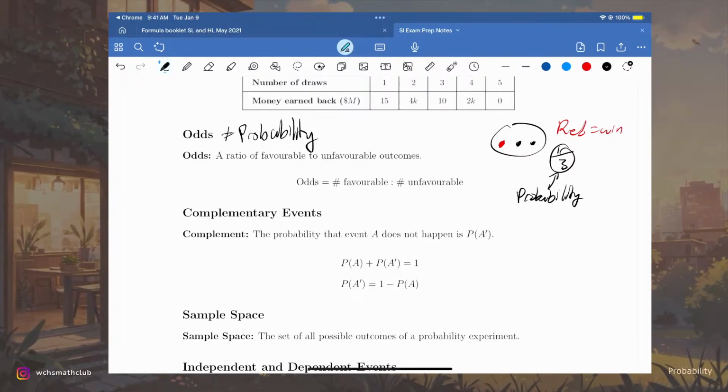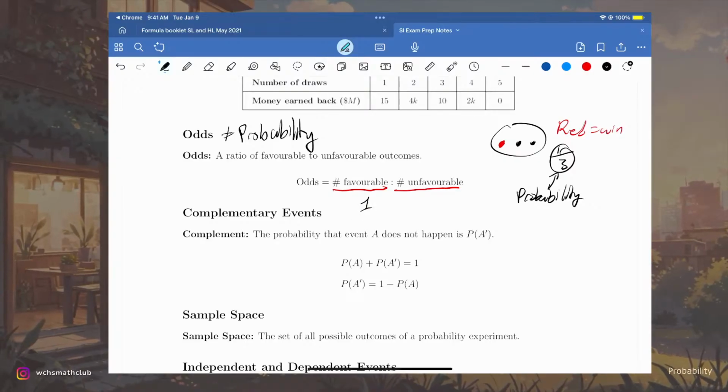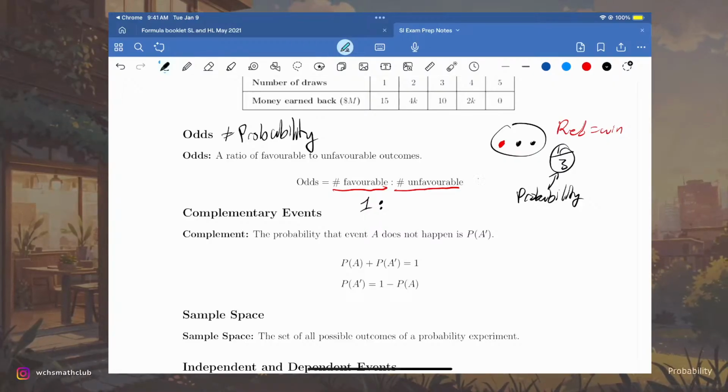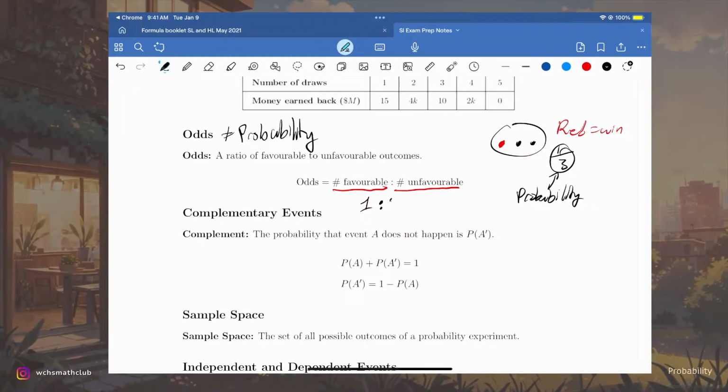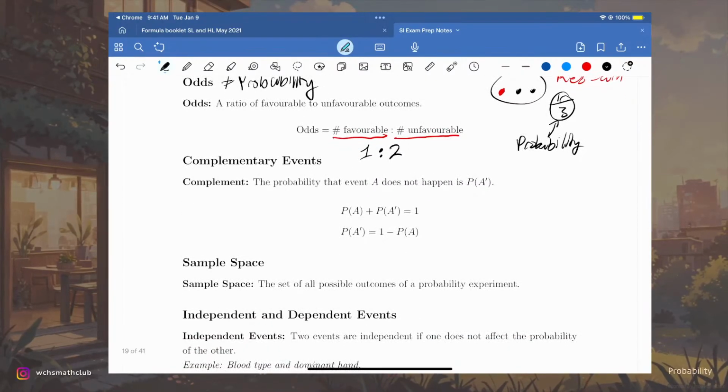Now odds are different. With odds, you're basically considering the favorable outcomes to the unfavorable outcomes, not the total outcomes. So in this case, the odds would be the number of favorable, which is 1 red, to the number of unfavorable outcomes. In the 2 cases where you get a black ball, you lose, so those would be the unfavorable outcomes. And your odds would be 1 to 2, whereas your probability would be 1 over 3. So that's odds. Next thing we're going to go over is complementary events.